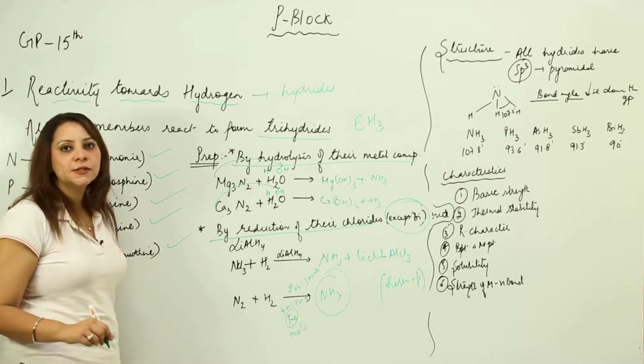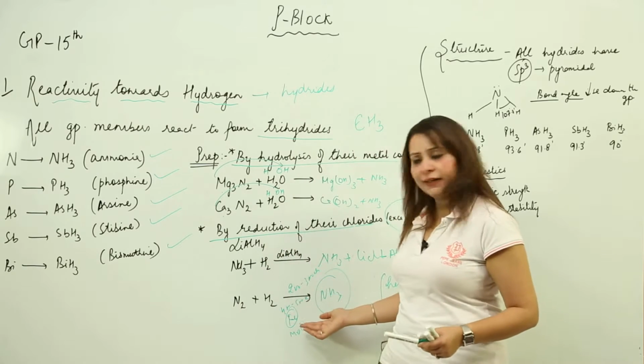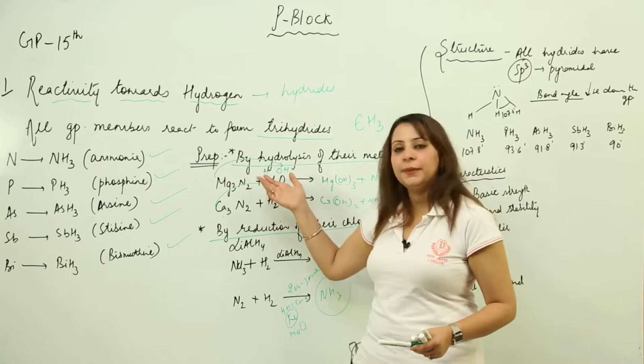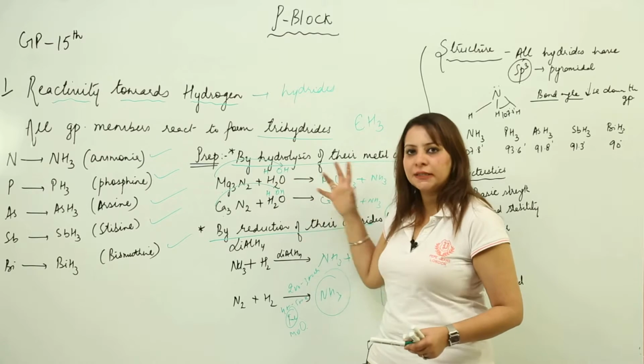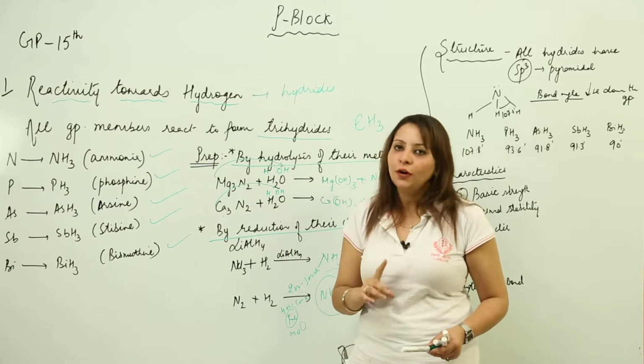So these are the methods by which we can prepare hydrides. We can prepare directly like I did for ammonia, we can prepare by hydrolysis of their metal compounds, or we can have them by the reduction of their chlorides, but particularly not used for bismuth.